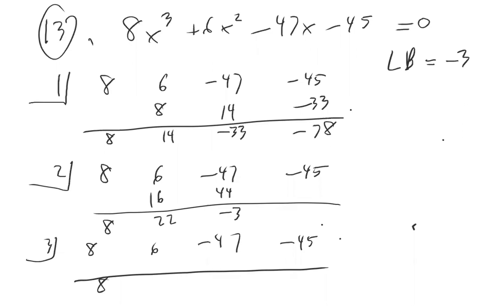And then 3. So 3 times 8 is 24. 30. 90. That would equal 43. And then 3 times 43 is 129. And then if you add that up, it would be 124, 84. So those are all positives. So the upper bound is equal to +3. So that'll be the second answer to your problem.